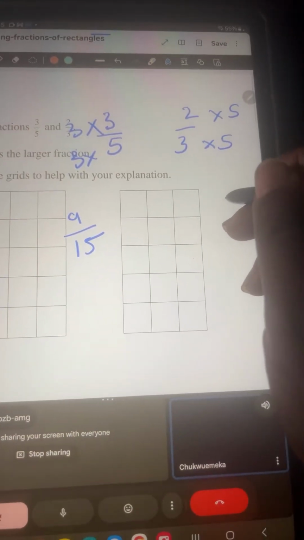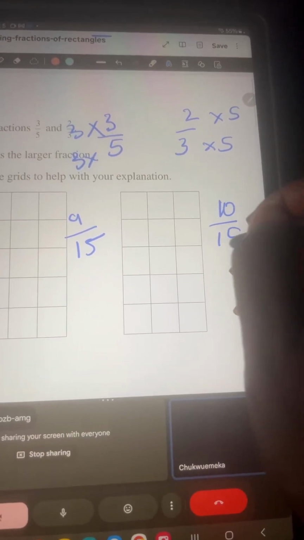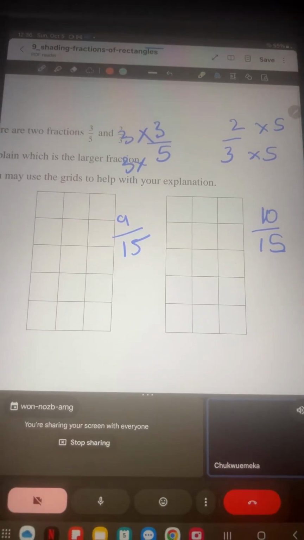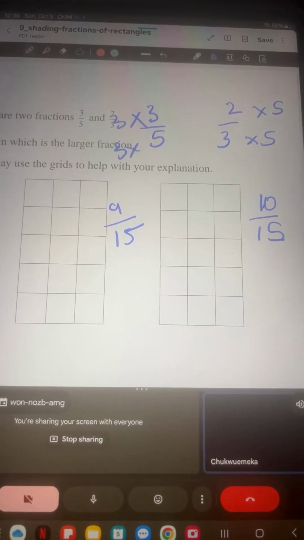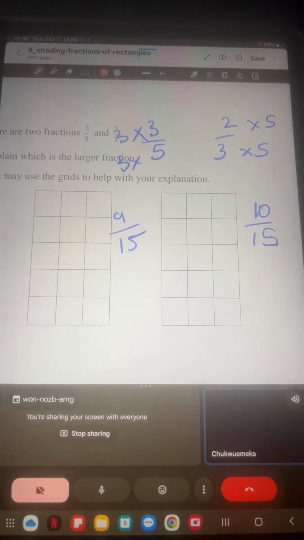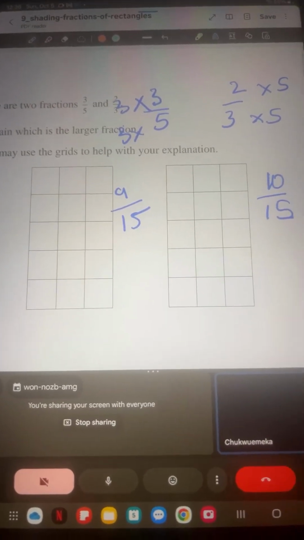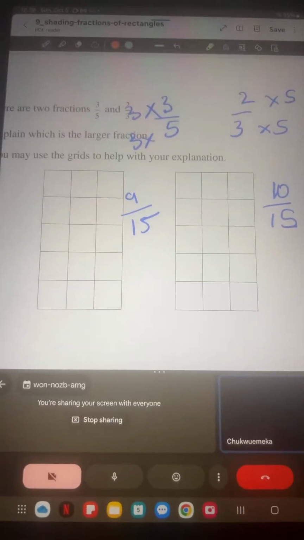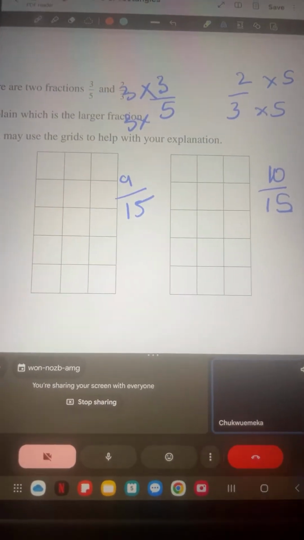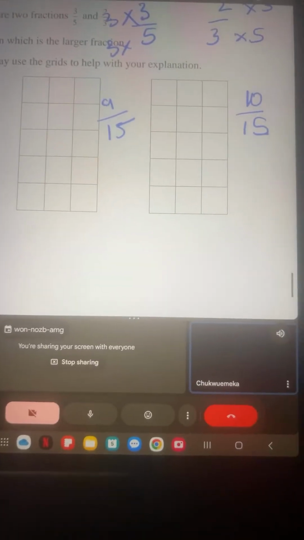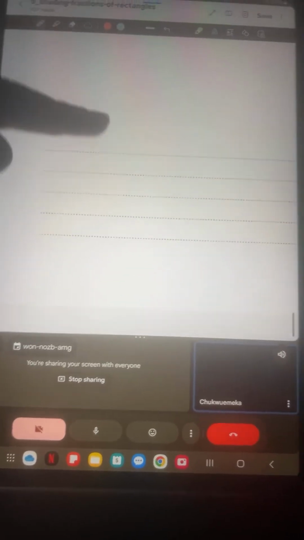So that 3 times 3 is 9 all over 15, while the other one is 2 times 5 is 10 over what? 15, isn't it? Yes. So 10 over 15 is bigger than 9 over what? 15, because 10 over 15 means 10 parts out of 15 parts. While 9 over 15 means 9 parts out of what? 15 parts. So the bigger fraction is the second one, which is 2 over 3. Is that okay? Yes. Yeah, so answering this kind of question is really super easy.